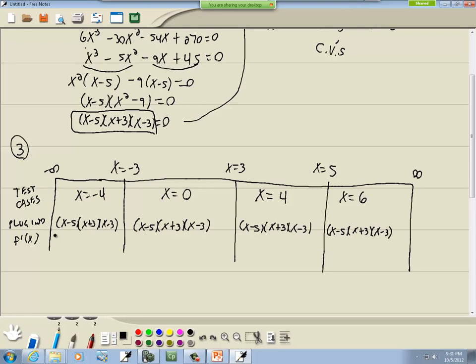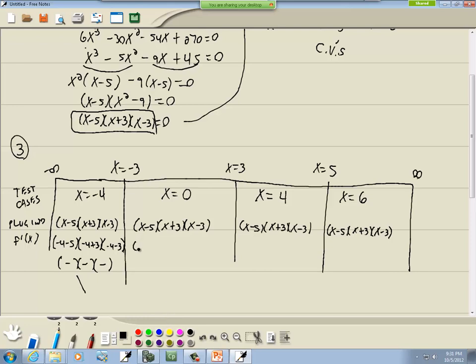Now let's plug these in. We got negative 4 minus 5, negative 4 plus 3, and negative 4 minus 3. Now we could care less what this is equal to. We'll care what the sign is. Well, negative 4 minus 5 is negative. Negative 4 plus 3 is negative. And negative 4 minus 3 is negative. Negative times a negative is positive, times another negative is negative, so this is decreasing.